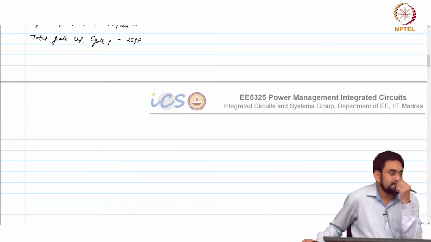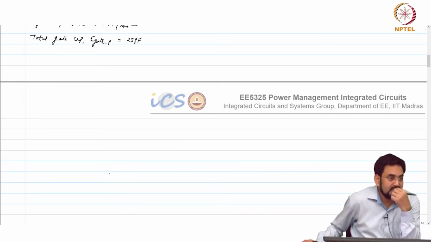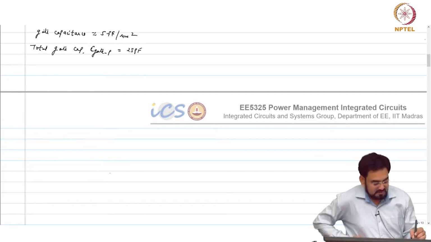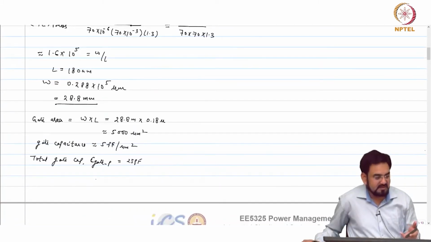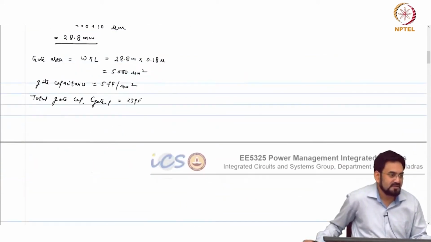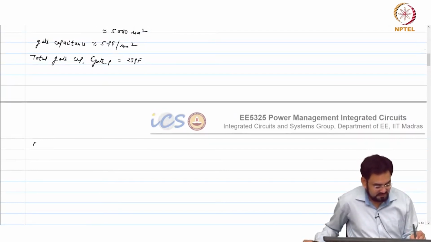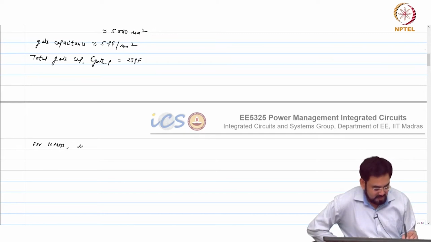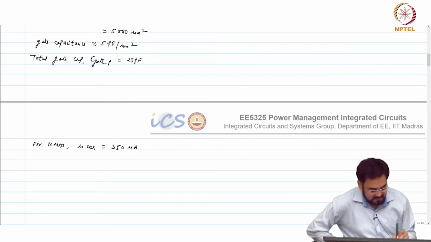Anybody remembers the mu Cox for NMOS? For PMOS it is 70, and for NMOS it is 350, which is 5 times. So, which means for the same RDS on, the device size will be 5 times less, okay. So, for NMOS, mu Cox is approximately 350 microamp per volt square, correct?